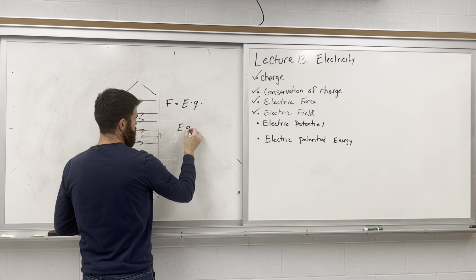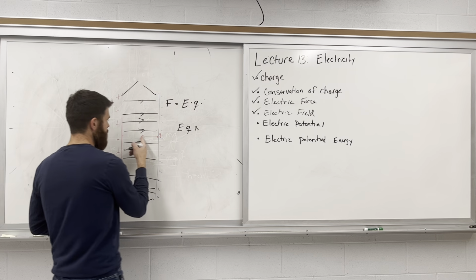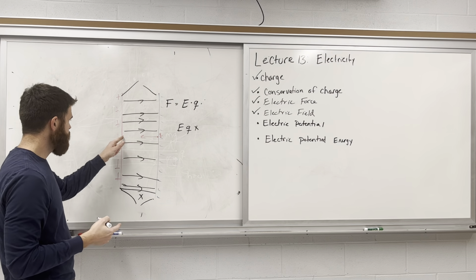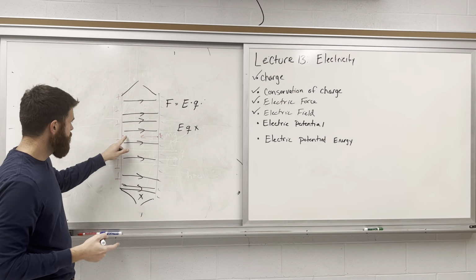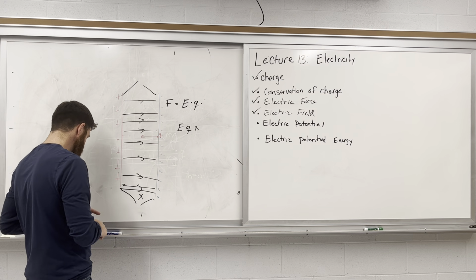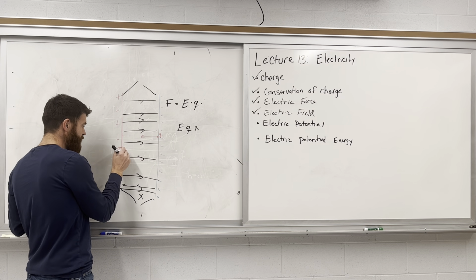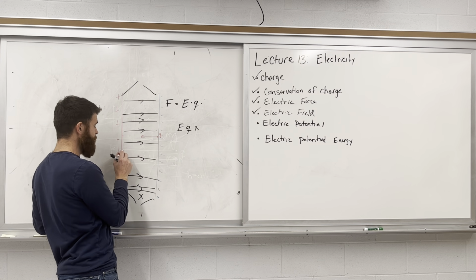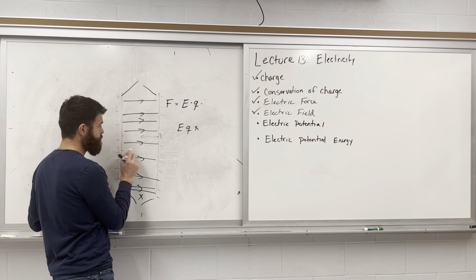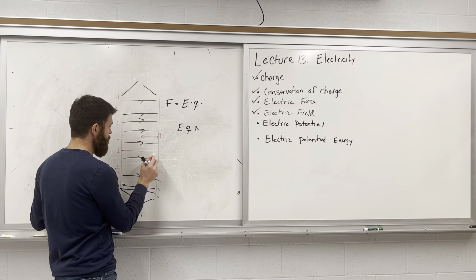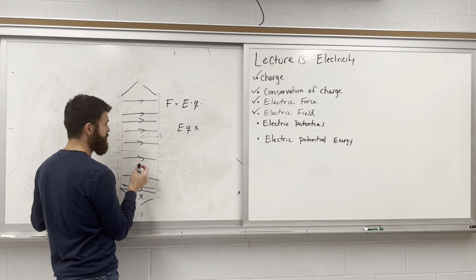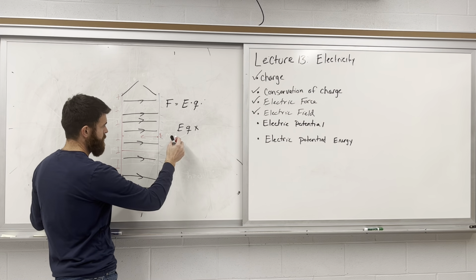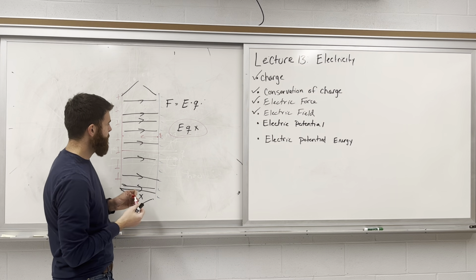E, Q, x, that's the work you have to do to move from there to there. And so this Q over here, it doesn't want to be over here. It doesn't want to be this close to the positive charge. It's attracted to the negative charge and repelled by the positive charge. So it has potential energy. That potential energy is equal to EQ times this distance, x. So that's the electric potential energy.